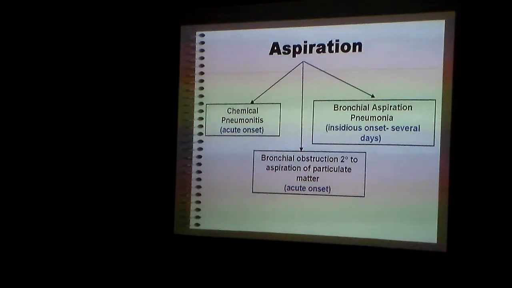The third is the bronchial aspiration pneumonia. It is not acute onset, it is insidious. So days after aspiration, the patient will start having problems. Patient will start complaining of shortness of breath or coughing up phlegm, and most of the time with aspiration it is foul-smelling sputum, okay? Because what is foul-smelling that they aspirate that gives bad odor? Anaerobes, right? So that is what smells bad, okay?